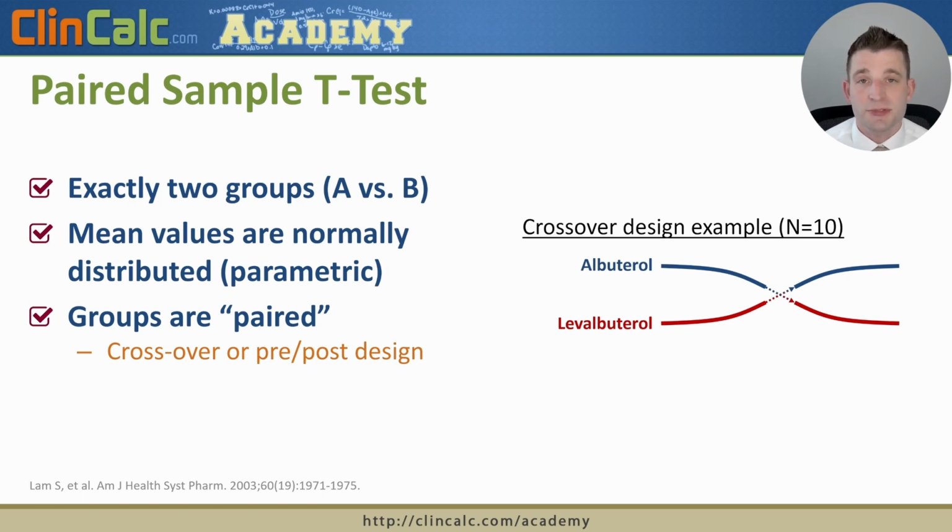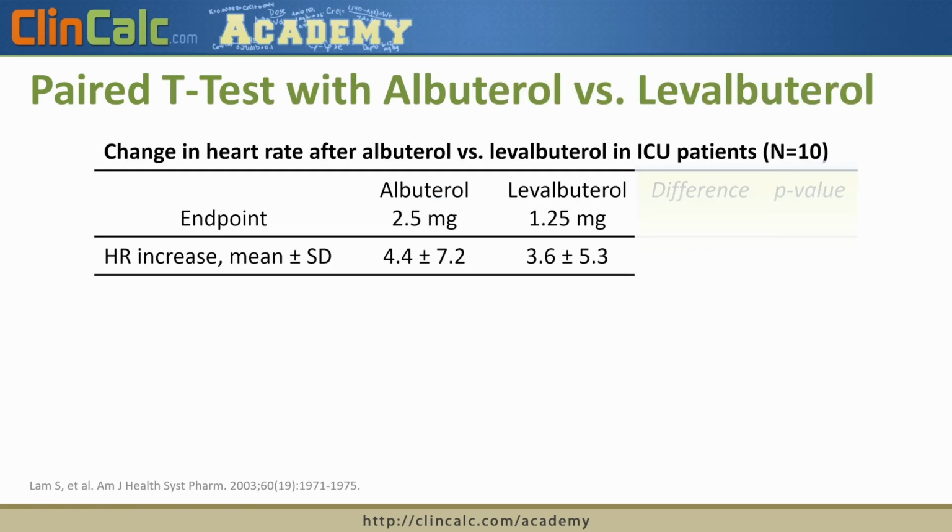So there was a study published in 2003 that compared albuterol versus the enantiomer levalbuterol in 10 patients, which is a really small study design, but it was a crossover. So patients got albuterol, and then later on they got levalbuterol. The study was looking at change in heart rate after getting albuterol versus levalbuterol in ICU patients. So the endpoint that they looked at was a continuous endpoint of the change in heart rate, and it was reported as a mean plus or minus standard deviation.